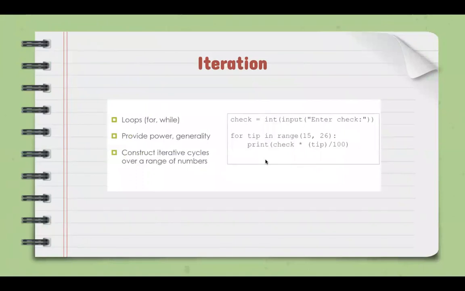But by using iteration, which includes for loops and while loops, we can provide power and generality and construct iterative cycles over a range of numbers. If you look on the right, that's the format for a for loop. We'll cover it later on, but as you can see, instead of writing all these print statements out, you can just write down pretty much 3 lines, and it gives the same output and it's more effective and easier to write.